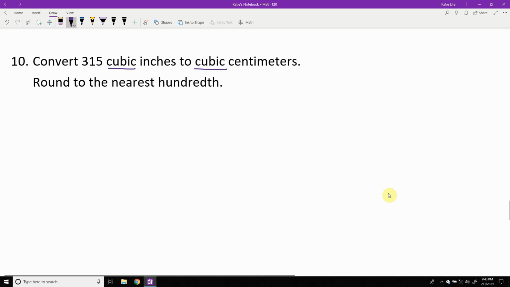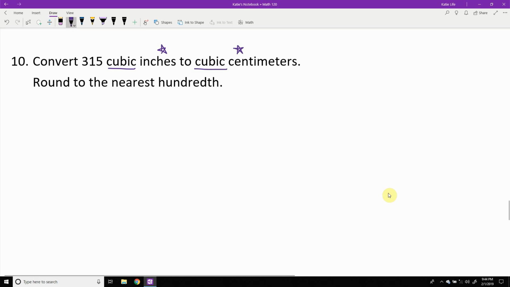In this problem, we're talking about cubic units. So here, we're in the third dimension, we're talking about volume. So we want to make sure that our conversion ratios reflect the fact that we are now in a different dimension. Also, inches and centimeters are different measurement systems. Inches is part of the U.S. customary system. Centimeters is part of the metric system. So we want to be looking at the table at the bottom of our conversion sheets that is converting between systems, not within systems, but between systems.